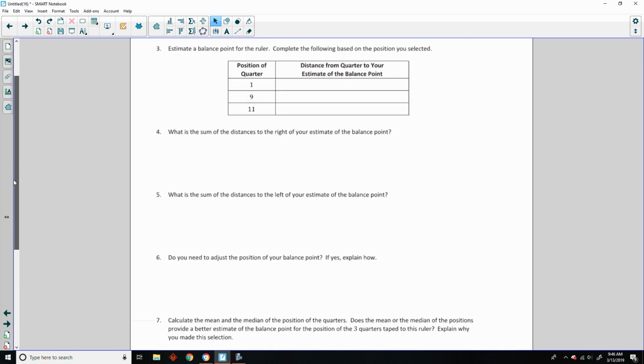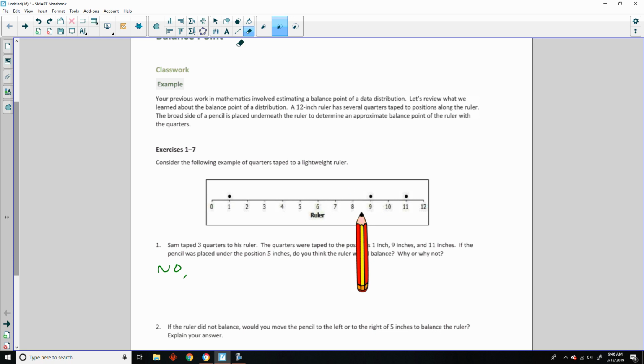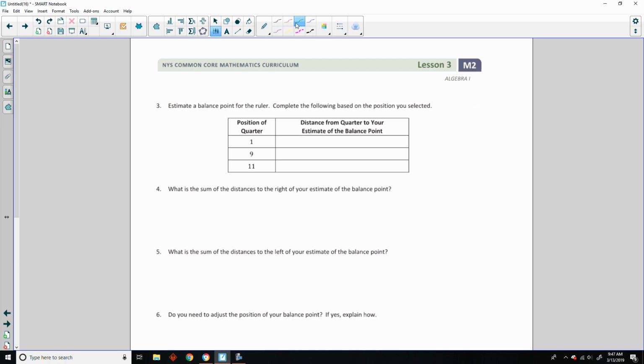Number 3, estimate a balance point for the ruler. Complete the following based on the positions you selected. Okay, so if I go back to that ruler, and let's erase all this, and I want to estimate a balance point with no quarters on it, I've already done this, I would say it would be at 6 inches. So now going back here, I'm just going to write that. My balance point is at 6 inches.